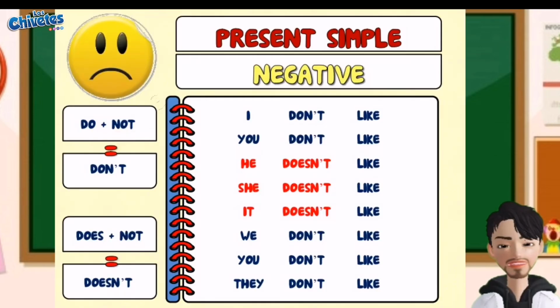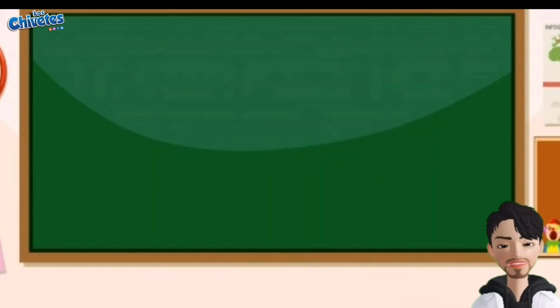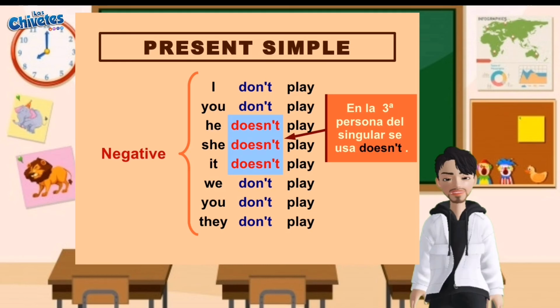When it is he, she, or it, we add doesn't. Why doesn't? Because remember, he, she, and it are third person. Between the subject and the verb, to make a negative sentence, the letter S at the end of the verb in the affirmative sentence, we substitute. He speaks Spanish. So we eliminate the S and say, he doesn't speak Spanish.